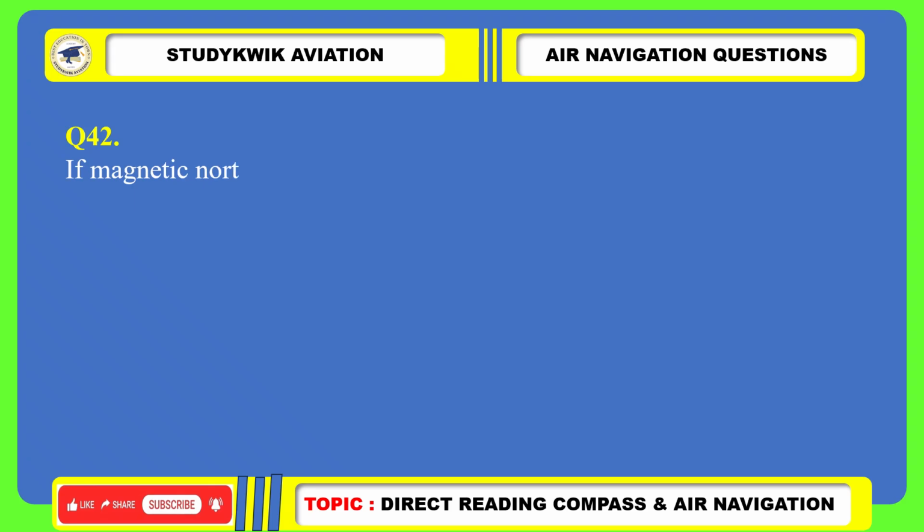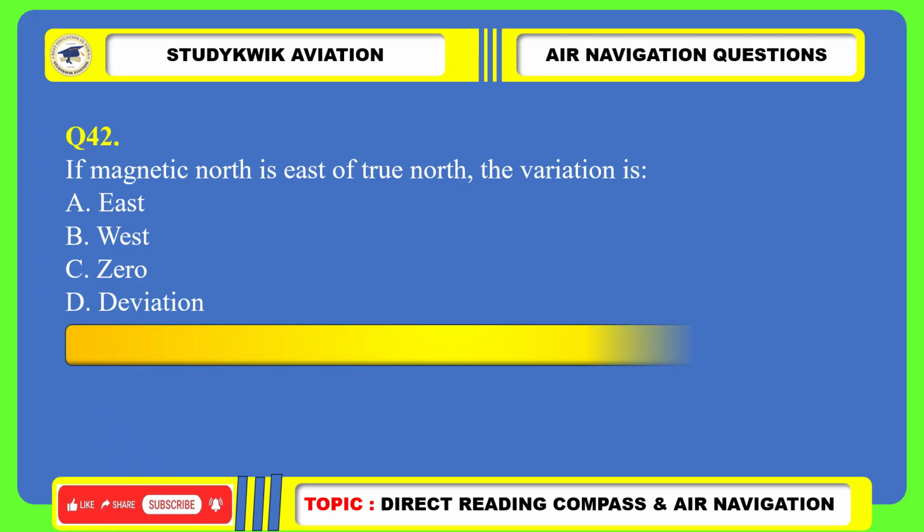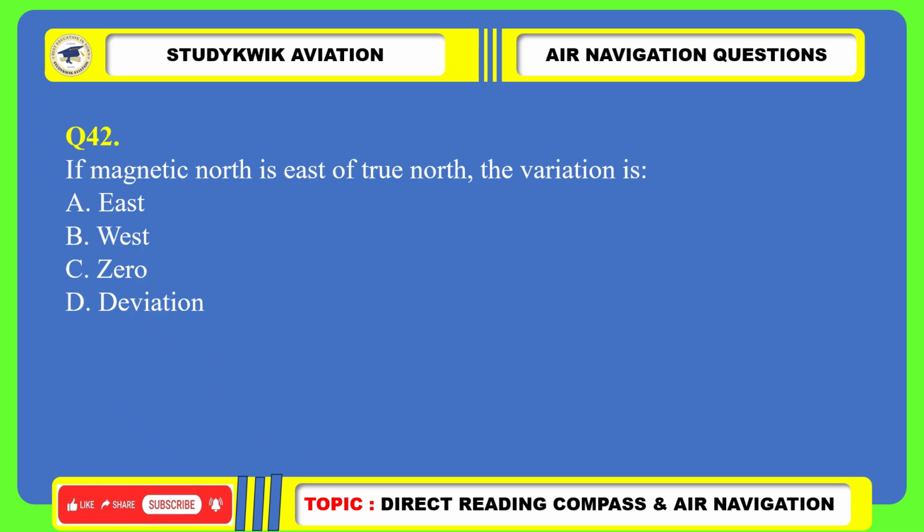Question 42. If magnetic north is east of true north, the variation is: east, west, 0, deviation. The correct answer is A. East. Magnetic east of true is equal to east variation.